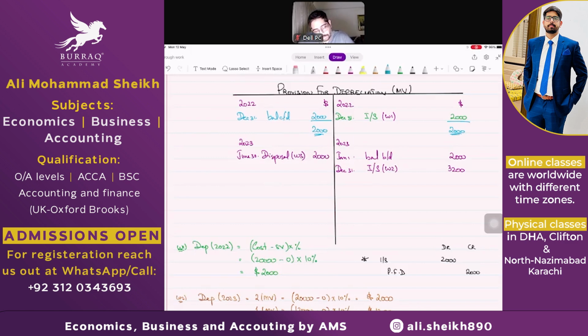Let's balance it off. Credit side total is 5,200. Debit side should be the same. The difference is 3,200, that is your balance c/d amount. December 31st, let's change the year, 2024, you need to show the balance b/d, 3,200. This is how we make the provision for depreciation account.